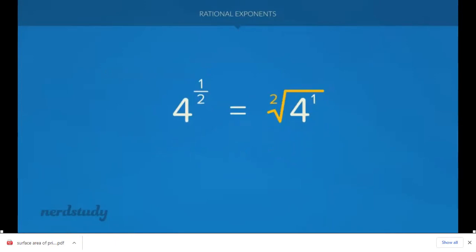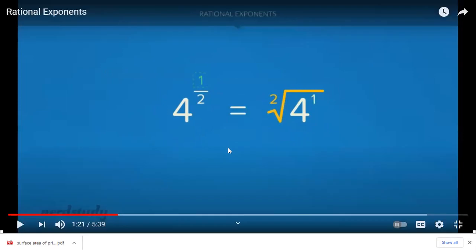So once again, you can see that from the exponent, the denominator is what determines the degree of the root. Of course, since the denominator is 2, we have a root of degree 2, more commonly known as a square root. And since the numerator is 1, we are looking for the square root of 4 to the exponent 1. Did you understand the last part? Could anyone please repeat it?